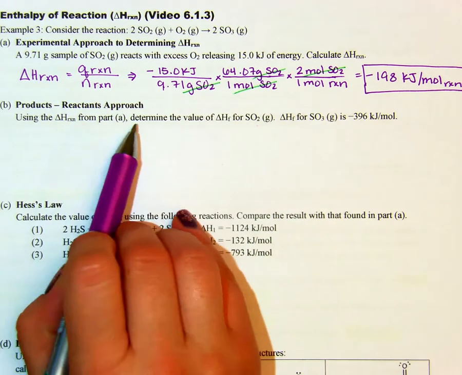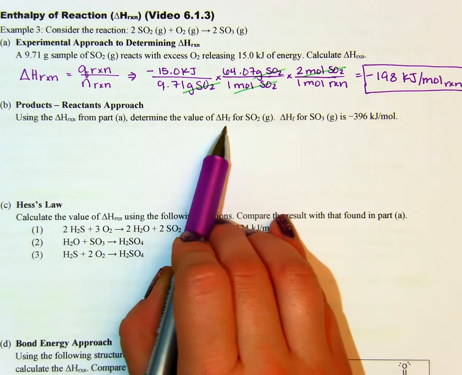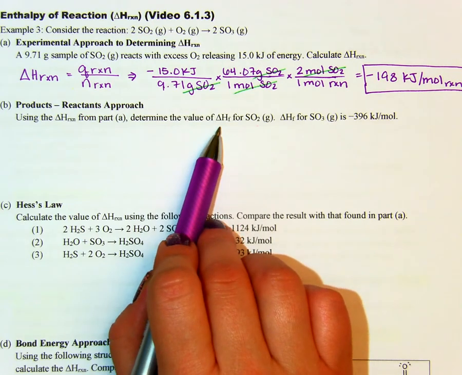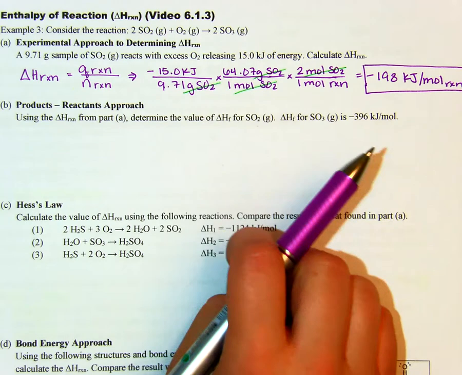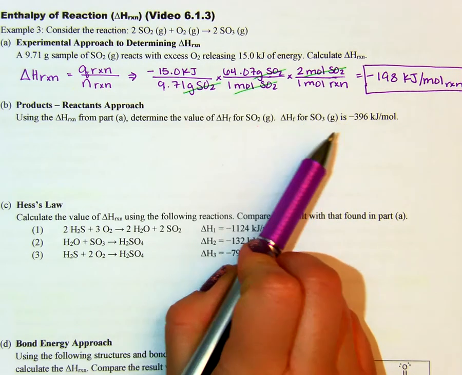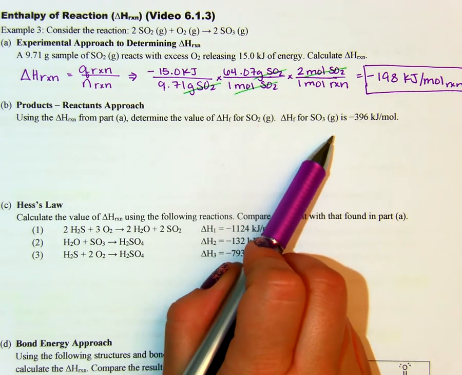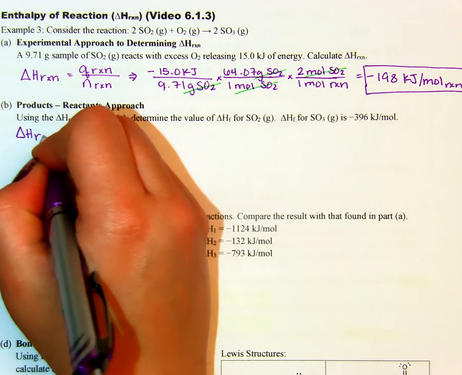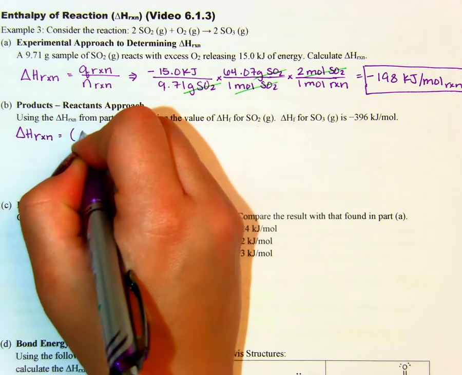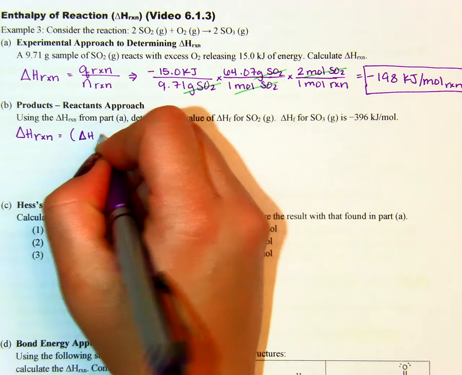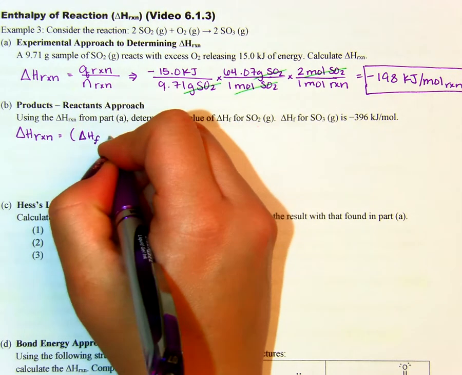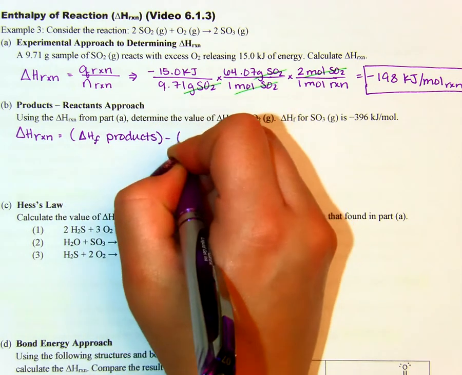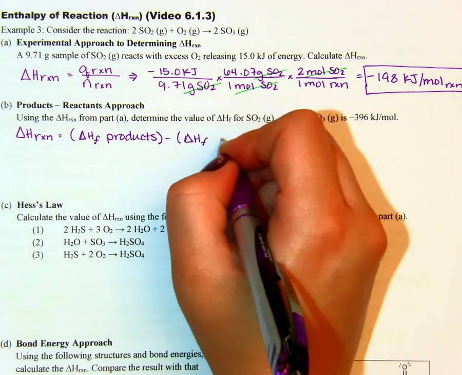This delta HF, what this means is the enthalpy change when 1 mole of a compound is formed from its constituent elements, so from sulfur and from elemental oxygen, for example, in this case. So let's go ahead and figure that out. So our delta H of reaction is equal to the change in enthalpy of formation of the products minus delta HF of the reactants.